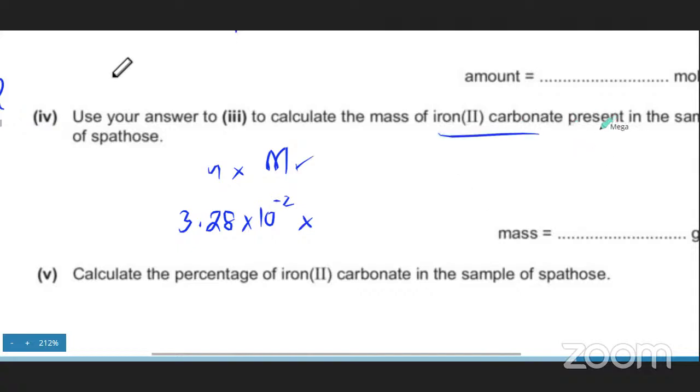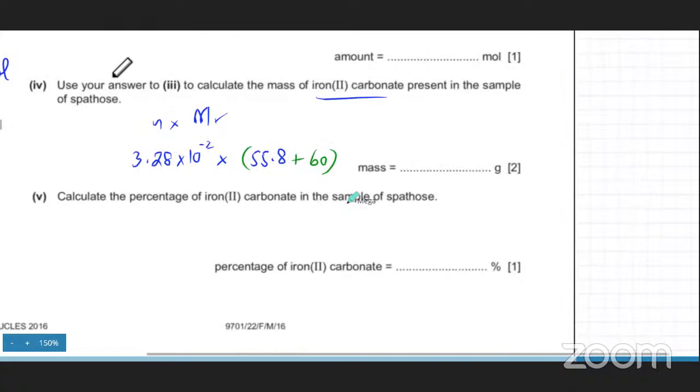Just be careful. Make sure you take the exact values given in the periodic table. Iron, I think, is 55.8, and the other thing is carbonate, which would be 60, I think, because carbon is 12, three oxygens, that's 16 times 3. What is the mass that we're getting? 61.8 grams, and that's not possible because the original sample was 5 grams.